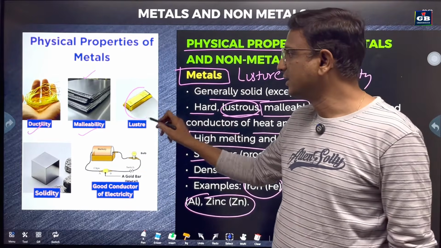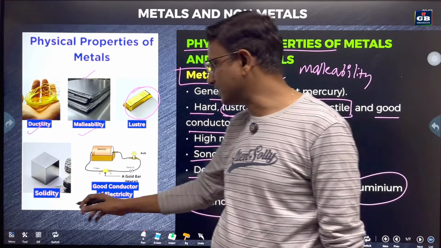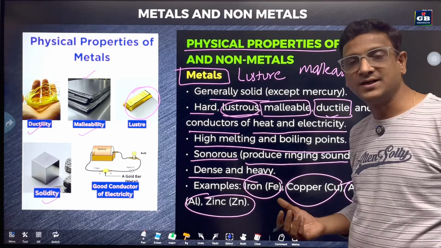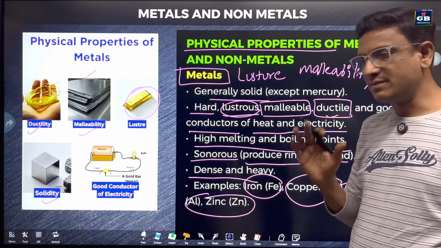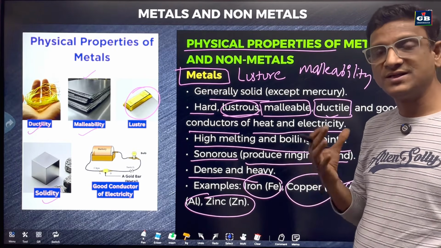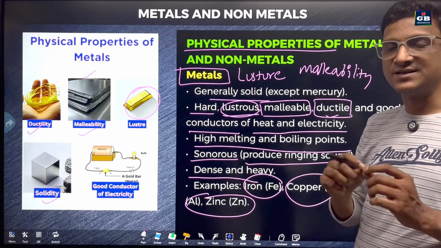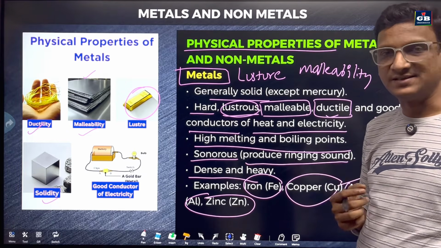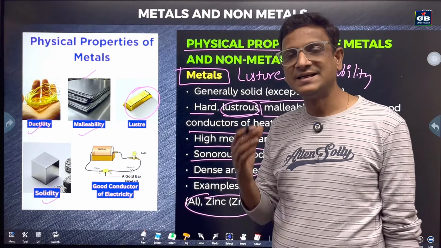And metals have a shiny appearance called luster. Luster is the other property. And solidity, metals are heavy and dense, and metals are good conductors of electricity as well as heat. Since the metals are good conductors of heat, we use metal vessels to cook food. Metal is used as wires in electric circuits because metal is a good conductor of electricity. So metals are good conductors of electricity as well as heat.